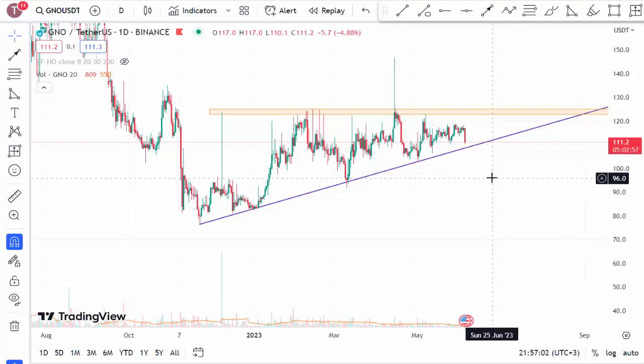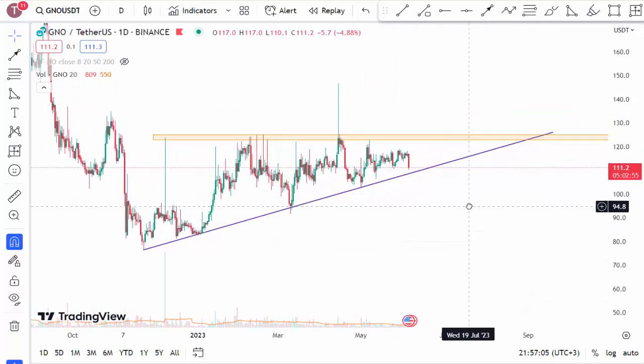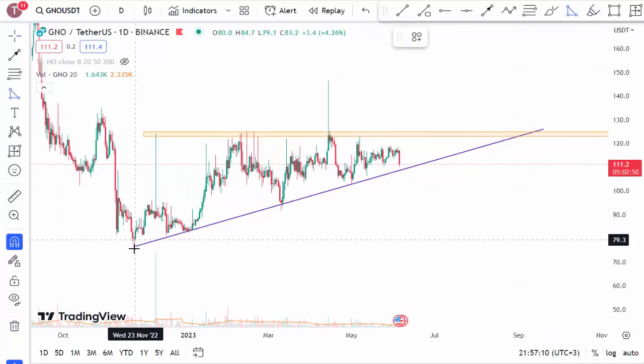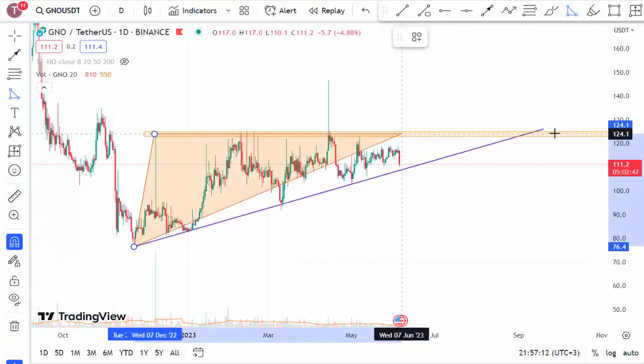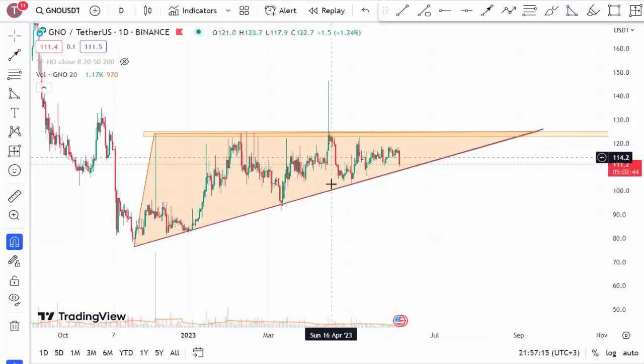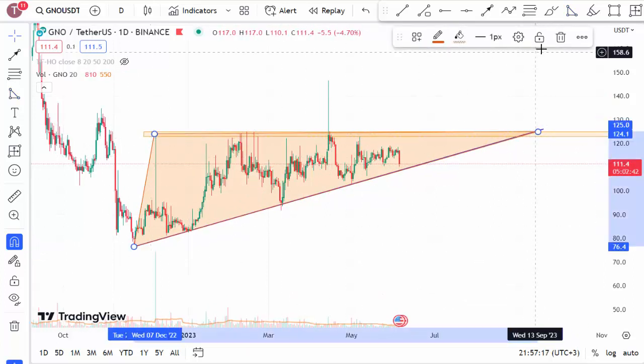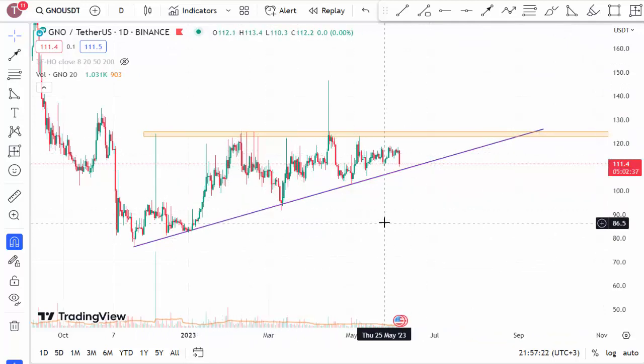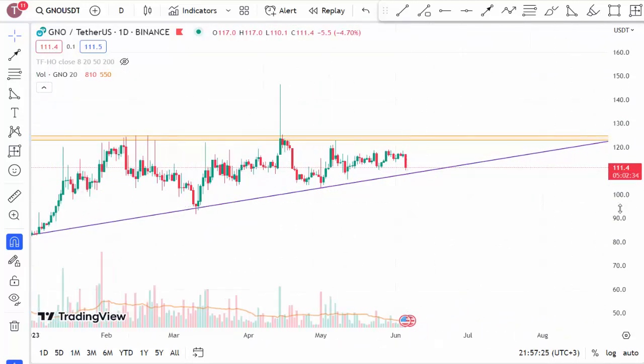Today, we will share the technical analysis of Gnosis coin with you. If we look at the chart, we can see a beautiful ascending triangle formation here. As you can see, price movements are nicely contained within this triangle. Although there has been a recent decline of about 5%, overall, we can say it's a nice upward movement.